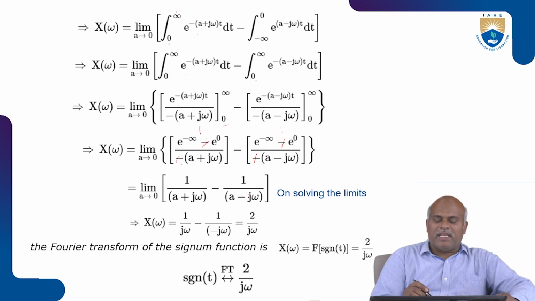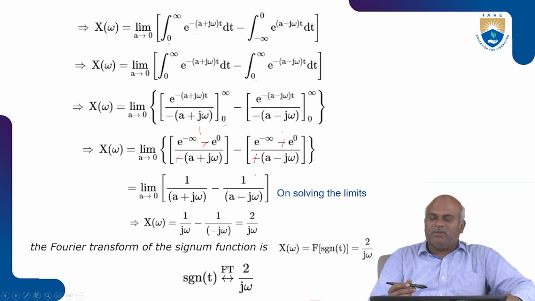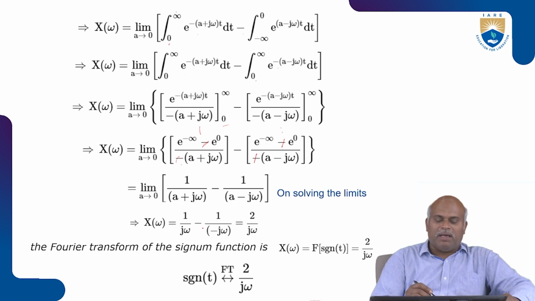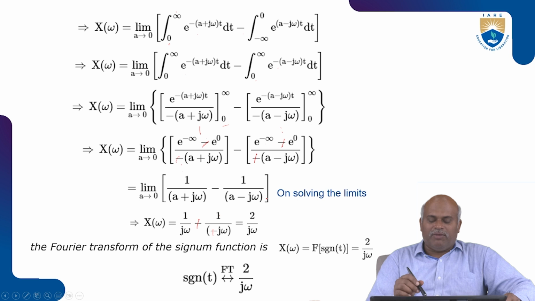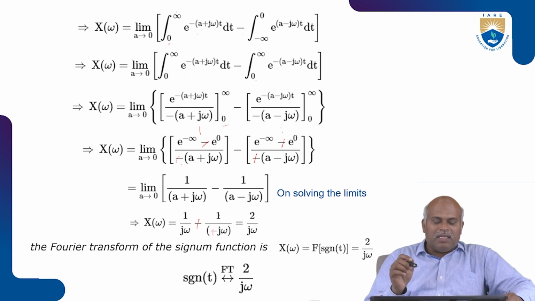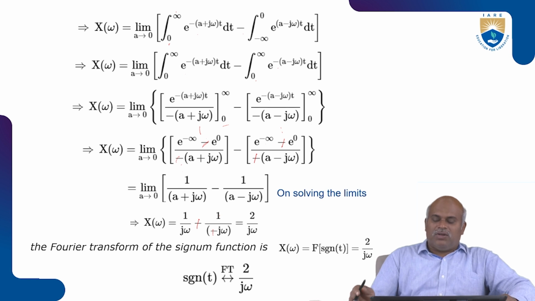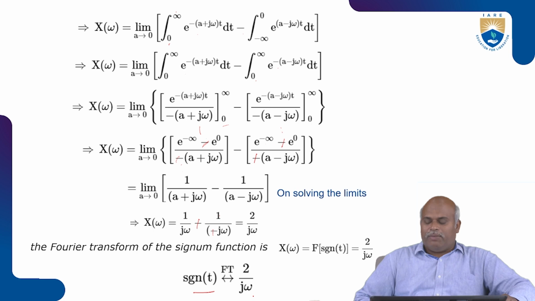Then finally I can simplify this equation. When a tends to 0, what will happen? The a values are 0, that means 1 by j omega minus 1 by minus j omega. Then this minus and this minus cancel, so it will be plus 2 divided by j omega. So this 2 divided by j omega is represented as X of omega of the sgn function. So the Fourier transform of the sgn function we got is 2 divided by j omega.